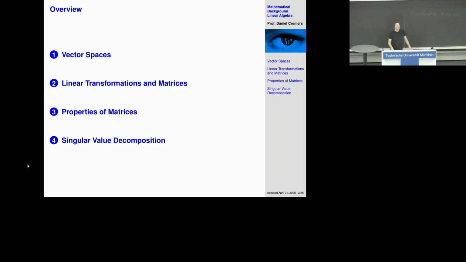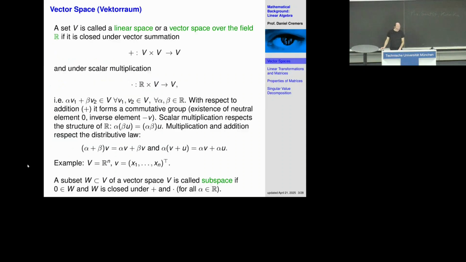All right, a lot of linear algebra is actually just definitions, right? Things get defined. For example, what is a vector space? A set V is called a linear space or a vector space over the field R if it is closed under vector summation. So you have elements in your set V, and you take two vectors, you add them, you get another vector.